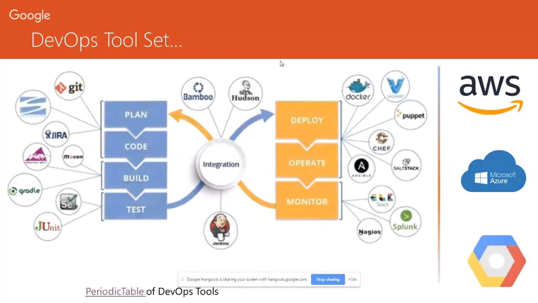Yeah. So the answer is there is no perfect combination. It all depends on the nature of the product, the kind of technology used for development. It depends on the skill set the existing team has. Each tool has its own pros and cons. Now, let's say, for example, it's a Java application, and the team is completely into Java. Then you might use Maven, Jenkins, and things like that.